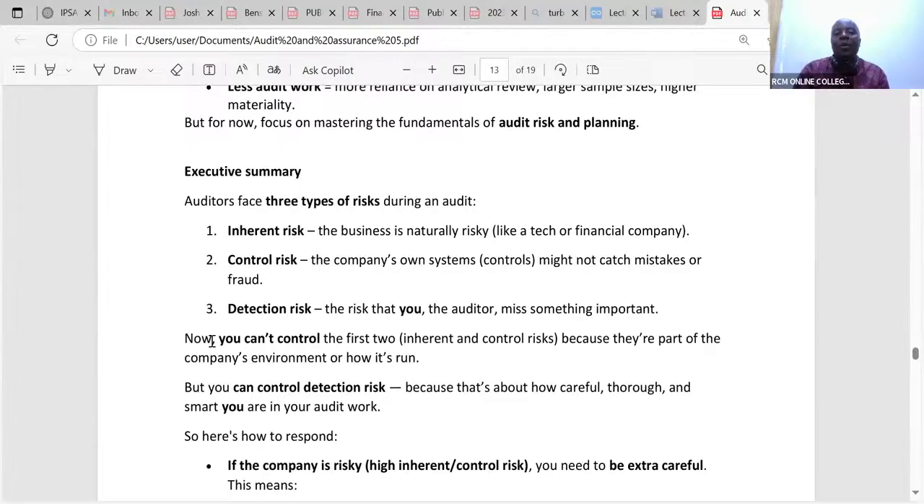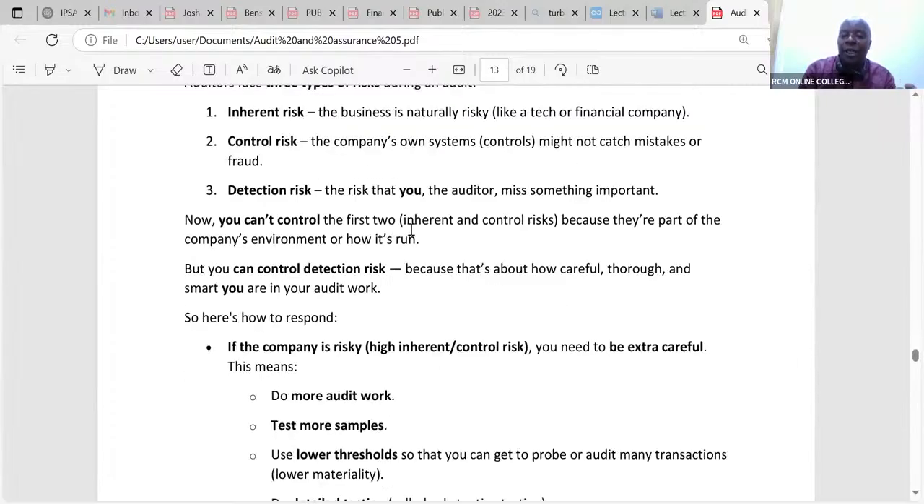Executive summary. Auditors face 3 types of risks during an audit. Inherent risk: the business is naturally risky, like a technology or financial company. Control risk: the company's own systems might not catch mistakes or fraud. Detection risk: the risk that you, the auditor, miss something important. Now, you can't control the first 2 as an auditor, inherent and control risks, because they are part of the company's environment or how it is run. But you can control detection risk because that is about how careful, thorough, and smart you are in your audit work.